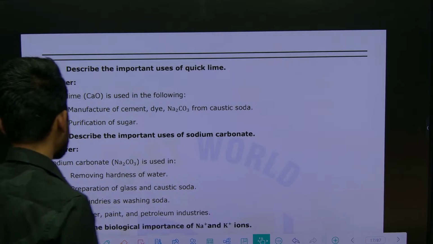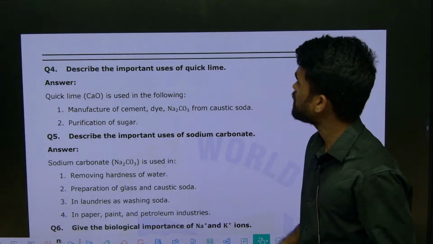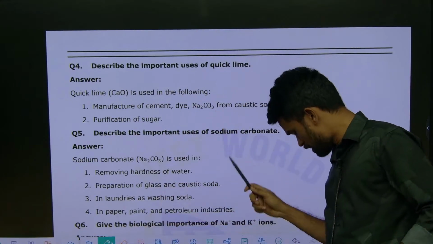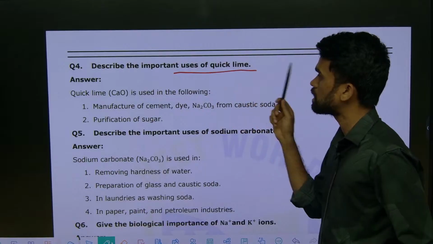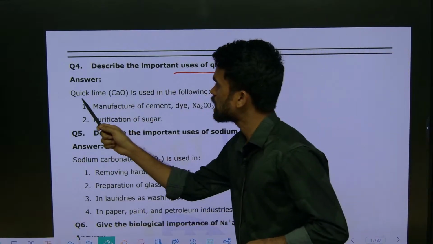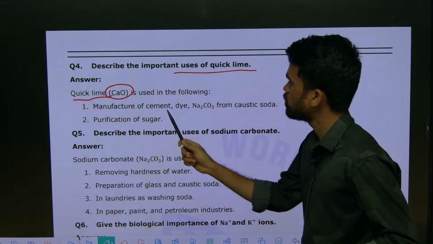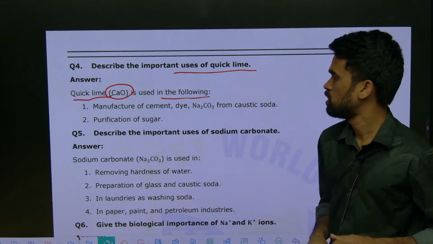Okay. Then next, describe the important uses of quick lime. What they are saying, describe the important uses of quick lime. So quick lime, what is the formula or composition? Quick lime is calcium oxide. Where is it used?